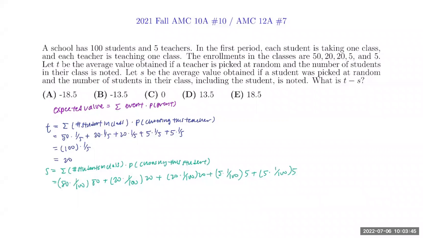Okay, so now we have to add all this up. This becomes 25 plus 4 plus 4 plus 0.25 plus 0.25. This adds up to an answer of 33.5. So therefore we have our values of T and S. We are trying to calculate what T minus S is. Well, that will just be 20 minus 33.5, which leaves us at an answer of negative 13.5, which is the same thing as answer choice B.